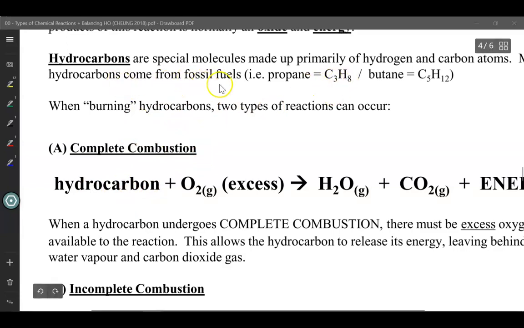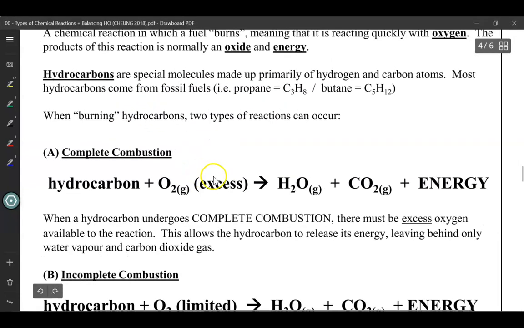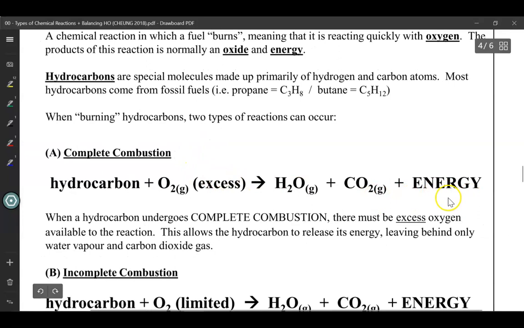So these are typically fossil fuels like gasoline, octane, or natural gas, propane, butane, methane. We burn these fossil fuels for the energy they release. Well, that's the whole point of a combustion reaction, to release energy. Now these reactions follow a very set pattern. It doesn't matter what hydrocarbon you're burning, it always requires oxygen gas, it'll always produce water, it'll always produce carbon dioxide, and it'll always produce energy.